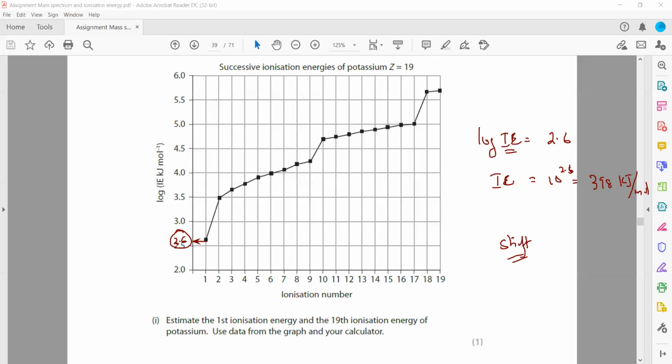That is the first ionization energy, about 398.1 kilojoule per mole. What about the 19th ionization energy? It looks like 5.7. So again, the log of ionization energy is 5.7. We take the antilog, so the ionization energy will be 10 to the power 5.7. What is the answer for 10 to the power 5.7? It is 501,000. It's about 500,000.